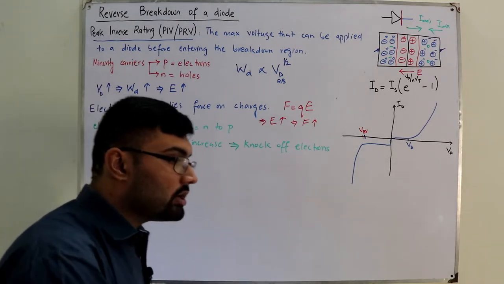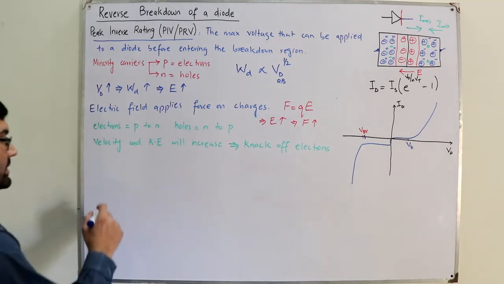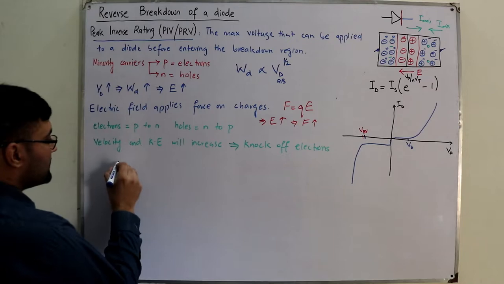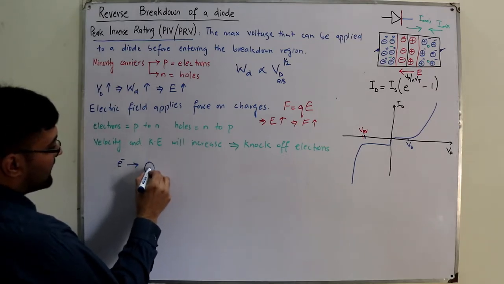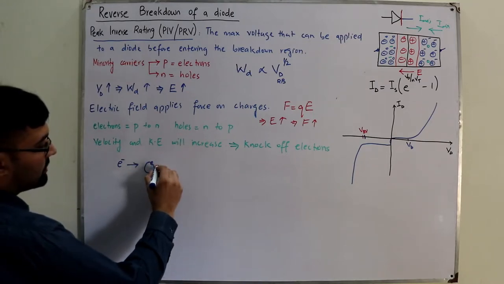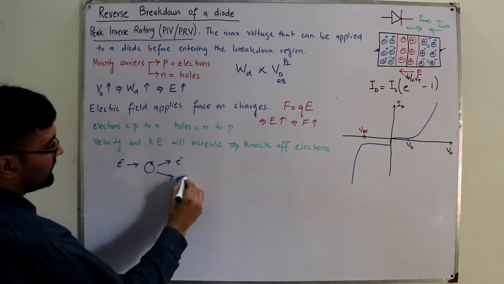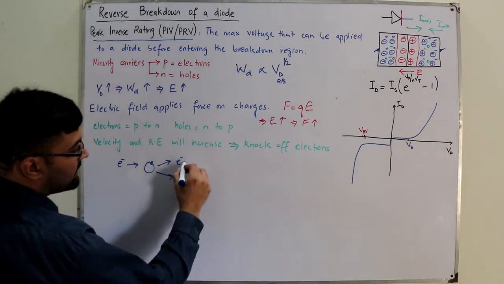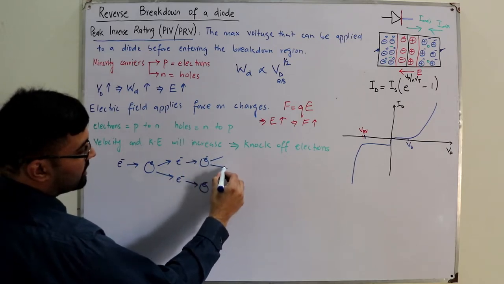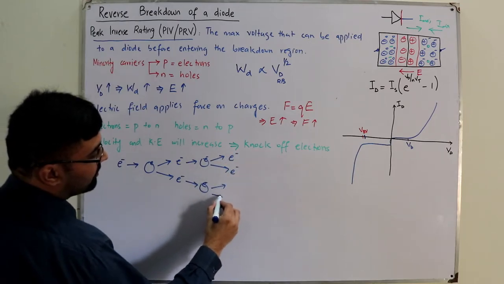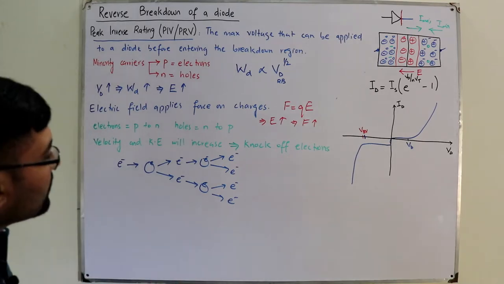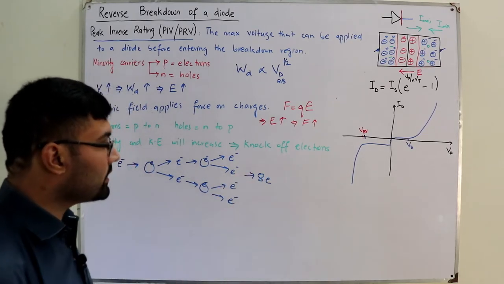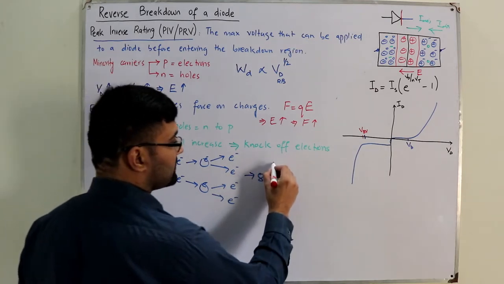Those bonded electrons will then further knock off more electrons, and we'll have a rapid increase of current, and this is called the avalanche effect. How does this happen? You have an electron that has already gained energy because the force was applied, so it came to an atom. It knocked off an electron, and now we have two electrons. These two would go on to knock off more electrons, so we have a total of four electrons. Now these four would knock off four more, so we would have eight electrons, and this ionization process would go on and on.